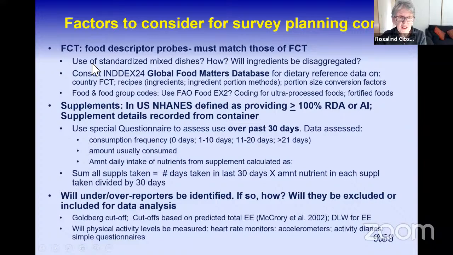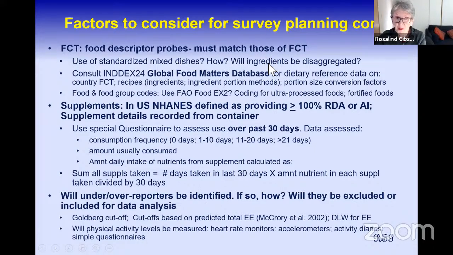The second thing you must consider is, are you going to calculate before the survey starts the composition of some standardized mixed dishes? And how many standardized mixed dishes are you going to collect, and how are you going to collect that information? Intake.org suggests that to compile a standardized mixed dish, you need to have it cooked by 5 or 6 research assistants, in which the ingredients have been measured and the final weight of the cooked dish has been measured for that particular mixed dish. And from those 5 or 6 mixed dishes, you then compile the average composition of that standardized mixed dish to include in your food composition table.